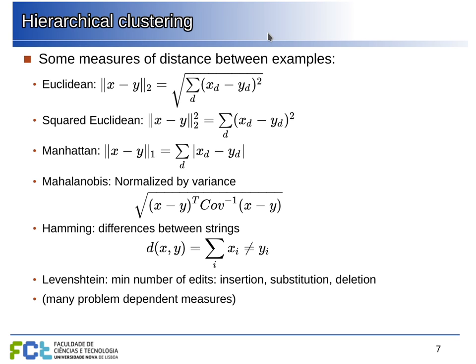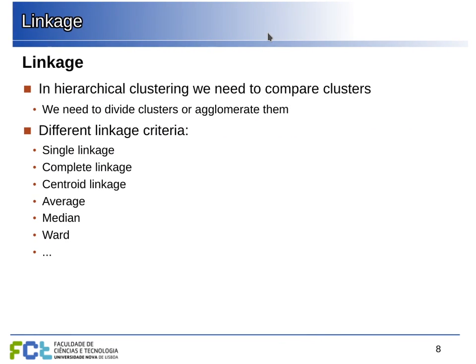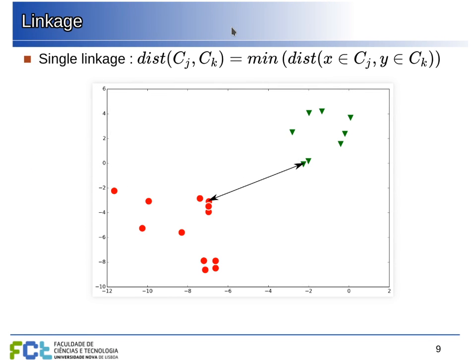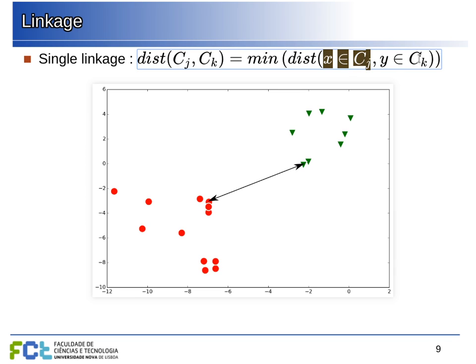But then we can extend this to linkage, which is the measure of distances between clusters. And now we have different linkage criteria, which depend on how we extend the measure of these distances between examples to measure distances between clusters. So one example would be to use single linkage. Single linkage takes the distance between two clusters, J and K here, as being the minimum distance between elements of J and elements of K. So we take the two closest examples in the two clusters, and this will stand as the distance between the two clusters.